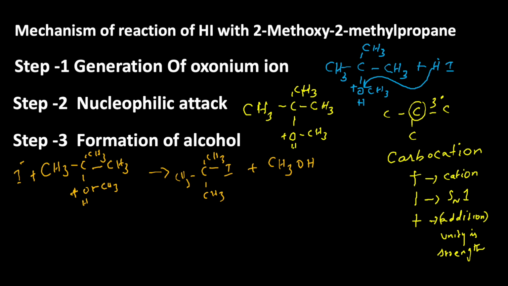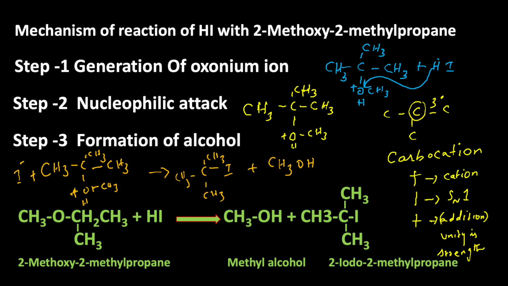So the final product for the reaction: 2-methoxy-2-methylpropane, when it reacts with hydrogen iodide, gives methyl alcohol and 2-iodo-2-methylpropane.